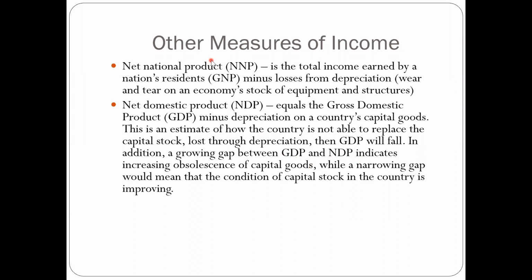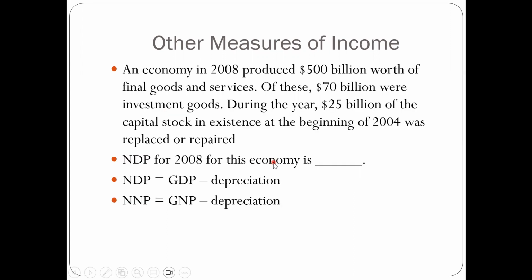So these are other measures of income. We have net national product, we have net domestic product. Net national product, we can obtain it from the gross national product minus depreciation. Net domestic product, we can obtain it from gross domestic product minus depreciation. So here is an example.